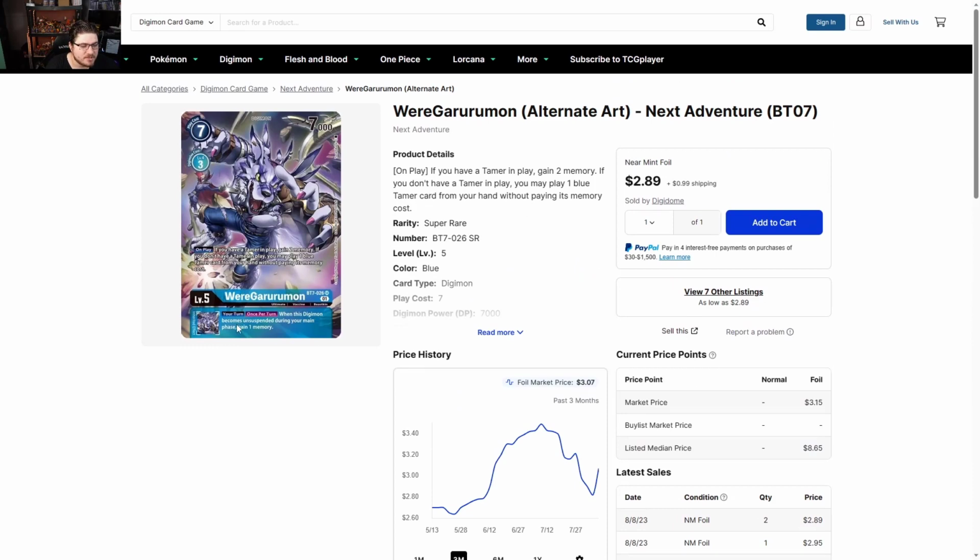You know, because when this Digimon becomes unsuspended during your main phase, gain 1 memory. I think that's pretty decent there. As long as you don't do it with the X antibody, you can change it up. It's not bad. And then on play, if you have a Tamer play, gain 2 memory. If you don't, you may play 1 blue Tamer from your hand without paying its cost. Basically a free Davis coming out.